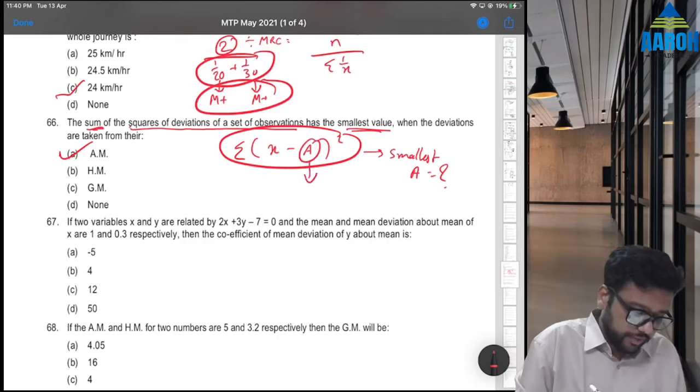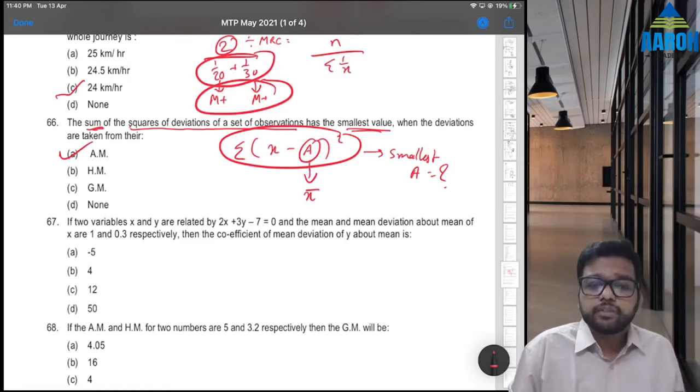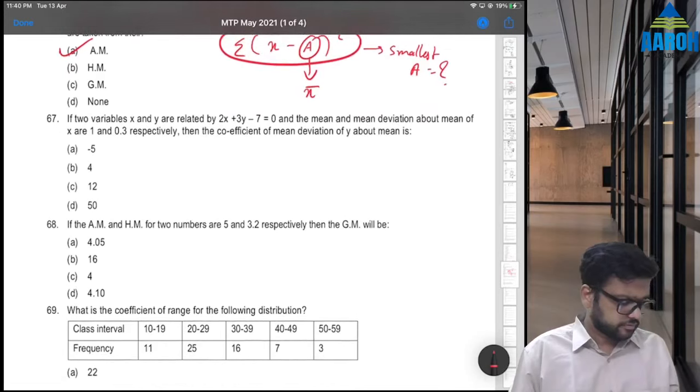So in place of a, if we keep x bar, that is going to give us the smallest value. If you know the property, arithmetic mean is the correct answer.